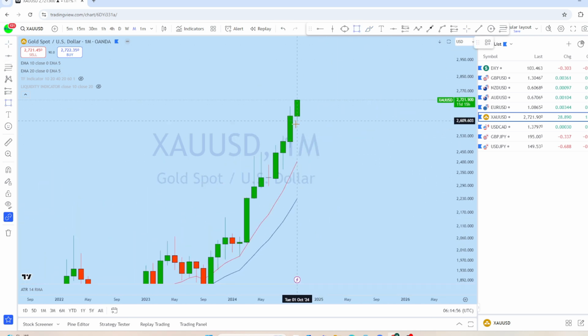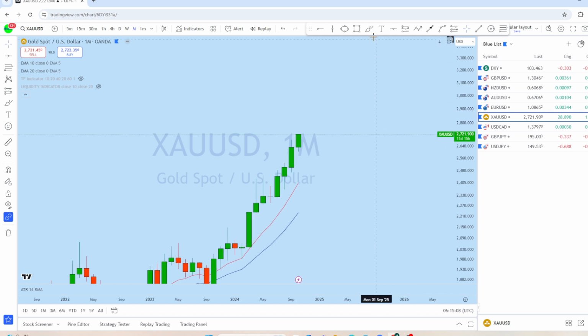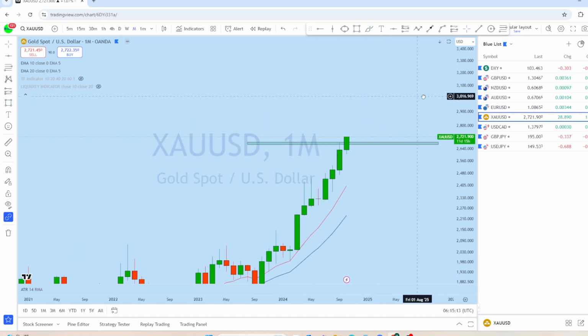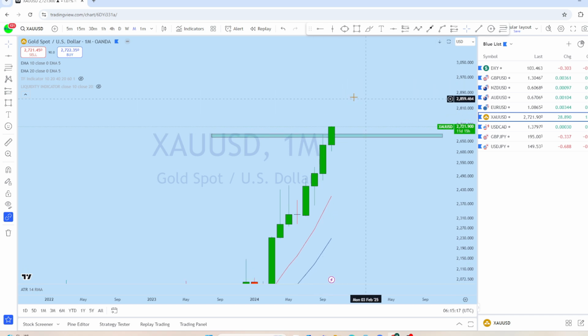Previous month we have seen a candle that has long wicks on both sides. On gold we can see there's a long wick here, and a long wick here, on both sides, in a very strong bullish market. Currently the price has broken this monthly resistance, expecting gold to bounce back up to create a new higher high.